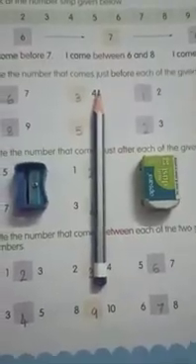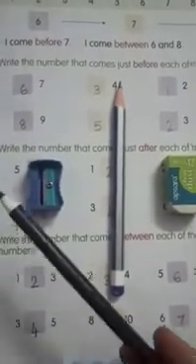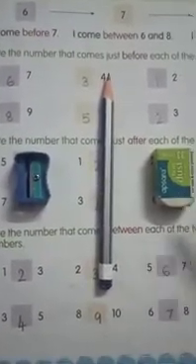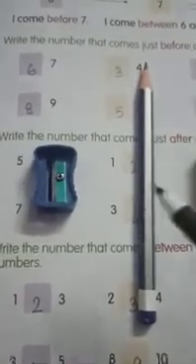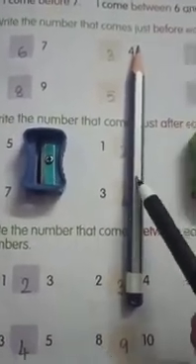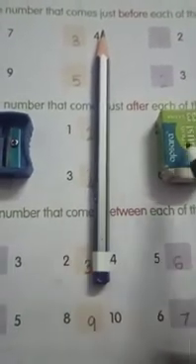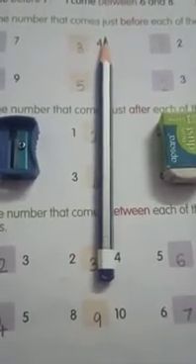Now students, look at these objects. Here I have a sharpener, pencil and an eraser. This sharpener is before the pencil and this eraser is after the pencil, and this pencil is in between sharpener and eraser. Children, this sharpener is before the pencil and this eraser is after the pencil, and the pencil is in between sharpener and eraser.